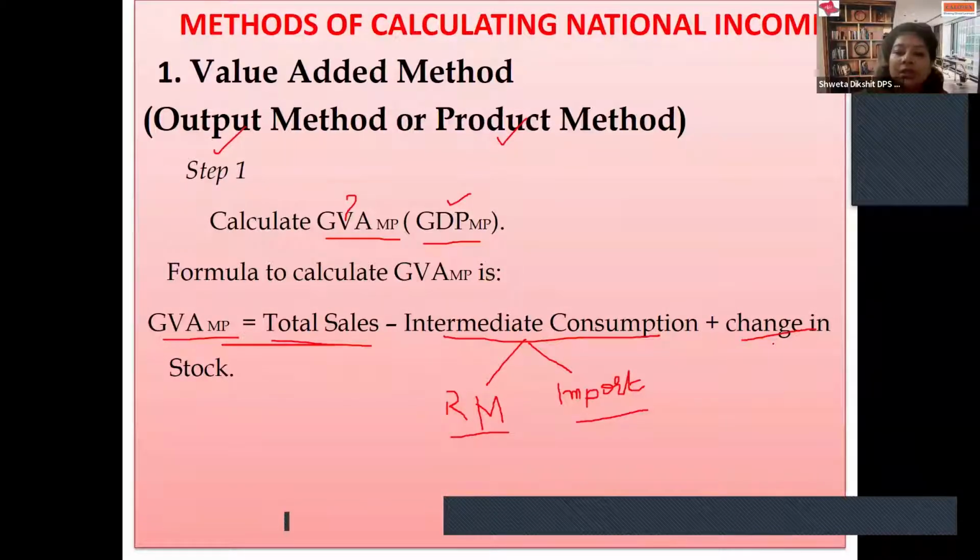Now comes the change in stock. You are very much aware of this. Change in stock, or delta stock, refers to nothing but the difference between the closing and opening stock. I repeat, closing minus opening stock. This you know because you have studied it in accountancy as well. If you're a humanities student or a science student, keep it in mind. Change in stock is the difference between the closing and the opening stock. Please make a note of it.